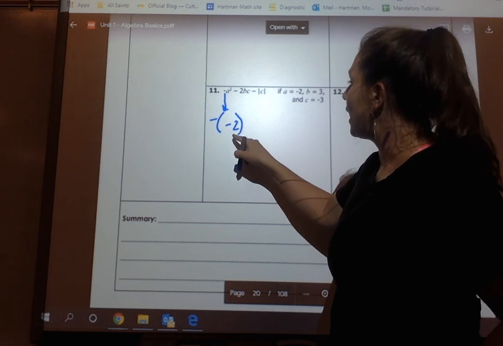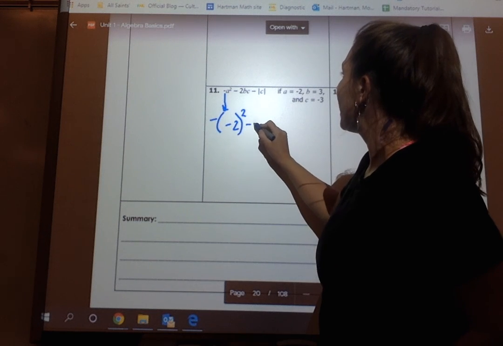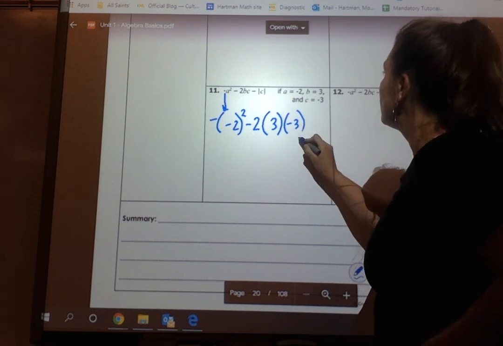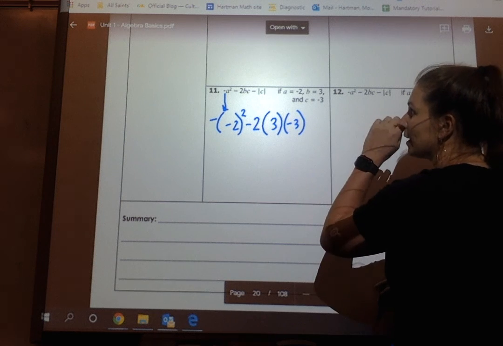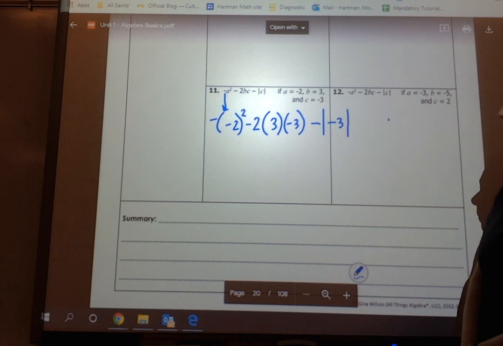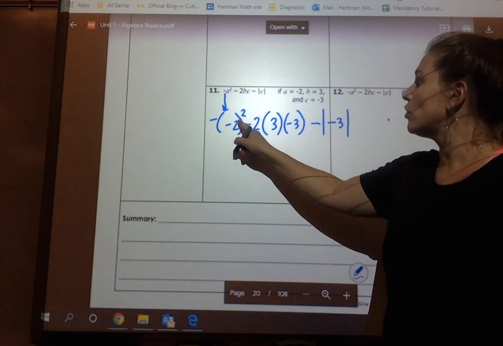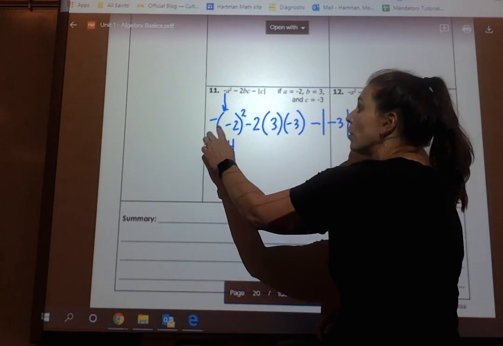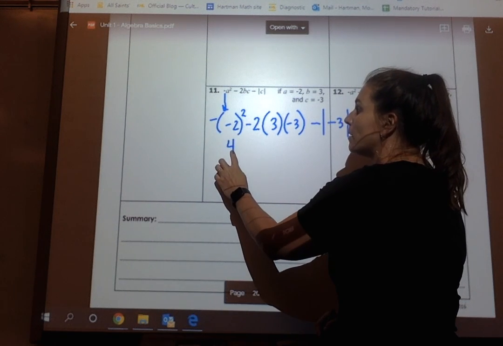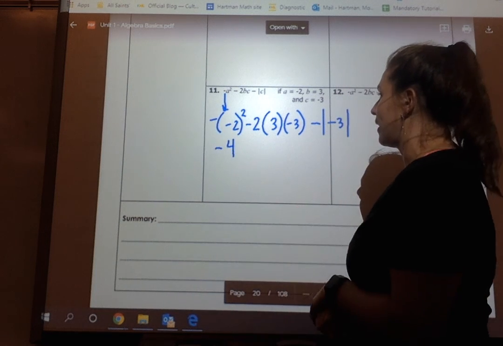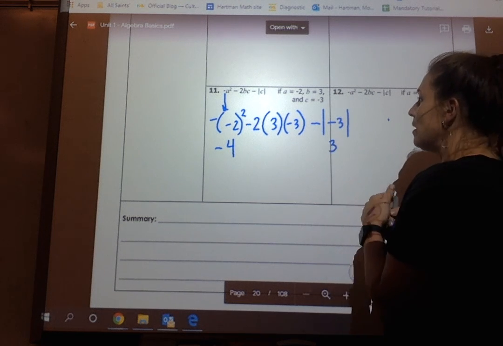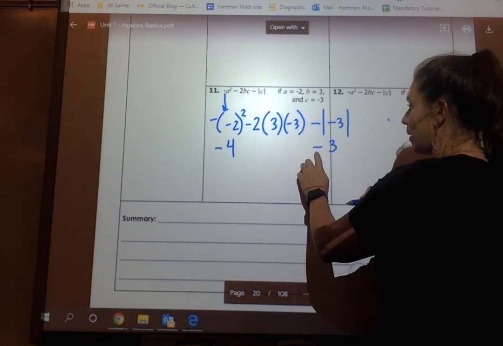So negative, and then a is negative 2, and then squared, minus 2 times b times c. Notice b is 3, c is negative 3, minus the absolute value of negative 3. Okay, so exponents first. Negative 2 squared is positive 4. Don't do this first. Don't put positive 4 there. That's not right. It's negative 2 squared is positive 4. Then you bring down that negative. I can go ahead and evaluate this absolute value of negative 3, which is 3. So it becomes minus, so I bring down that minus 3.